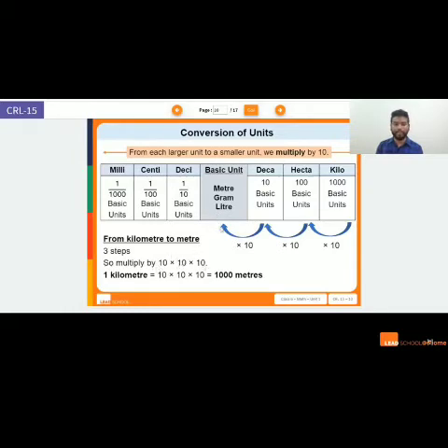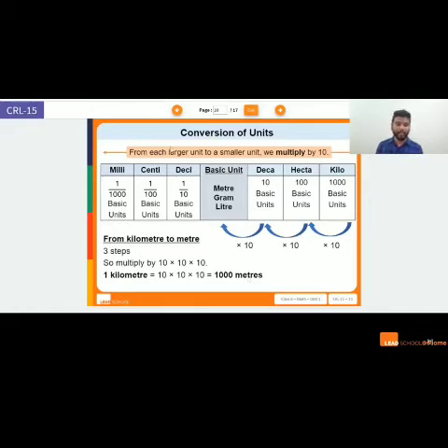Correct? 1 meter, 10 meters will make 1 decameter. 1 decameter 10 times will make 1 hectometer. 10 hectometers will make 1 kilometer. 1 kilometer is 1000 meters. This is a standard, students. This you will remember for the rest of your lives. Take a quick 10 seconds and write this down in your notebook. 1 kilometer is equal to 1000 meters. 5, 4, 3, 2, 1.